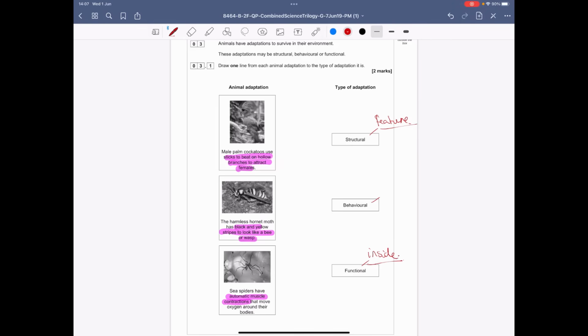So, male palm cockatoos use sticks to attract females. Well, that is what they are actually doing and how they're behaving, so it would be a behavioural adaptation. The harmless hornet moth has black and yellow stripes, where it's got physical features that you can see, so it would be a structural adaptation. And therefore the functional one must be the spiders, and that is because they have automatic muscle contractions which happen inside the body.